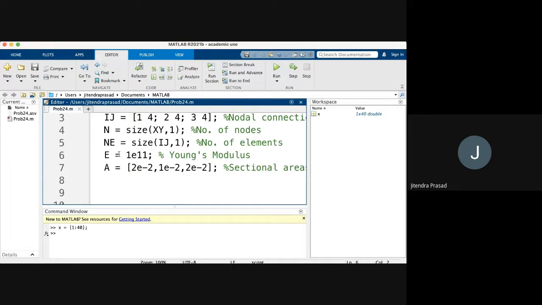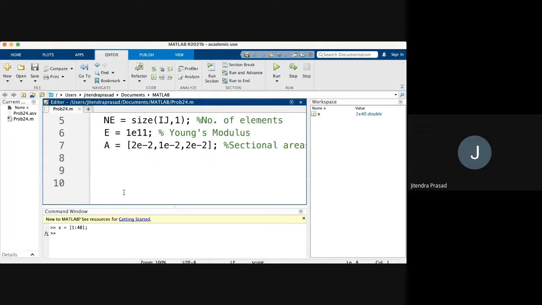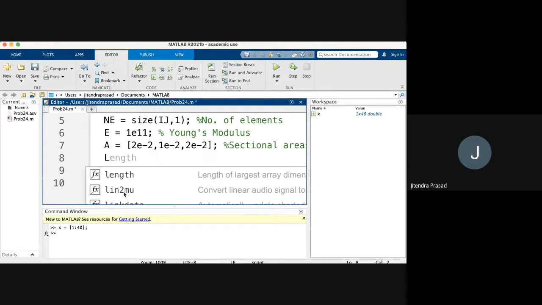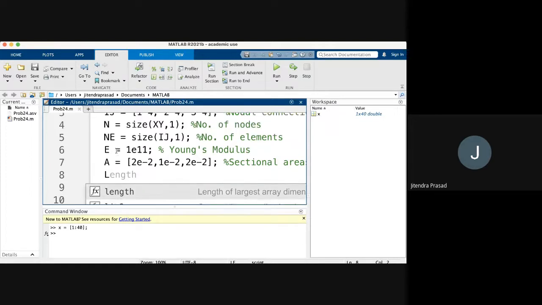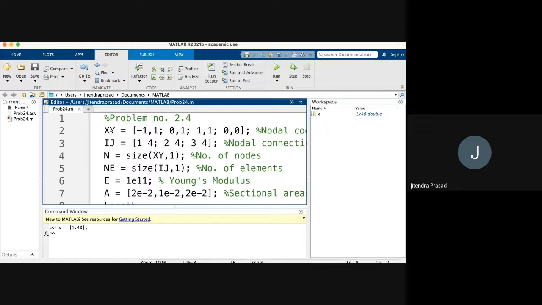Since E is a constant for all of them, we are taking it like this. Now EA over L: the length we have to find out. You can write a subroutine to do it. What do you have? You have xy: this is node number 1, this is node number 2, this is 3 and 4. But ij will tell you how they are connected, meaning 1 and 4 are connected. So this coordinate and this coordinate are connected, hence we can find the length.